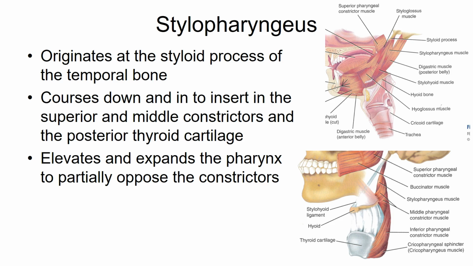The stylopharyngeus muscle originates at the styloid process of the temporal bone, courses down and in to insert into the superior and middle constrictors and the posterior part of the thyroid cartilage. This muscle will also elevate and expand the pharynx to work in opposition to the constrictors, because its course comes from the sides of the skull behind the ear downward and medially to insert into the sides of the pharynx.